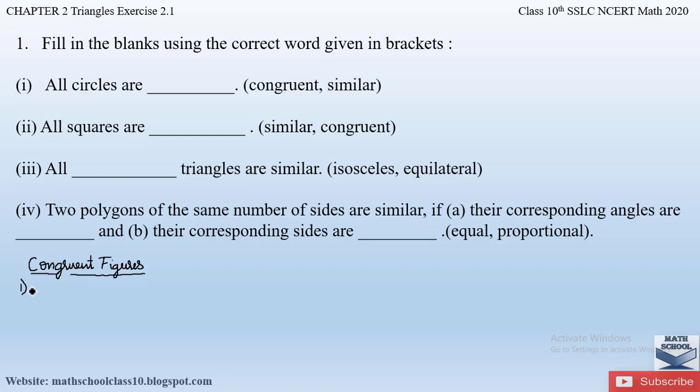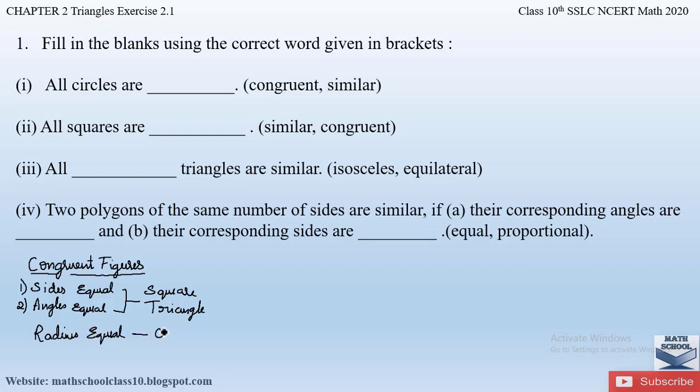So for an equilateral triangle and a square, the sides must be equal and the angles must be equal. When you consider a square and a triangle, and for a circle, the radius must be equal in case of a circle for the figures to be congruent.